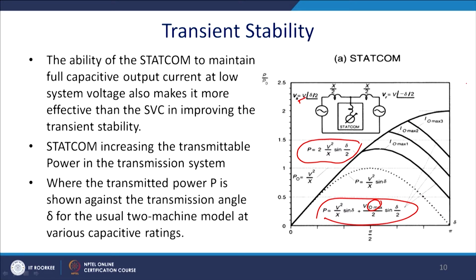But this is limited by the amount of the current. Actually you are supposed to get this curve, since we have derived this equation, but essentially there is a limitation of the I0 that will be imposed mainly by the devices. The ability of the STATCOM to maintain the full capacitive current at low system voltage also makes it more effective than the SVC in improving the transient stability, because you have a huge accelerating area to compensate.